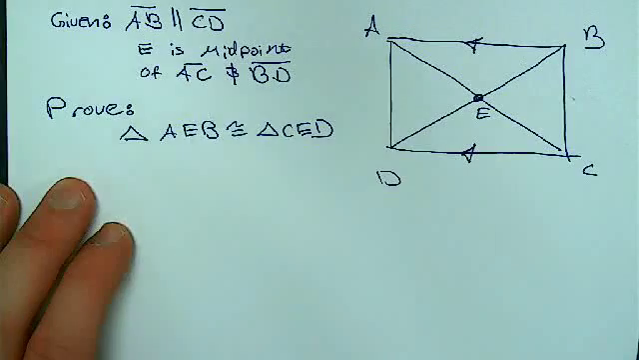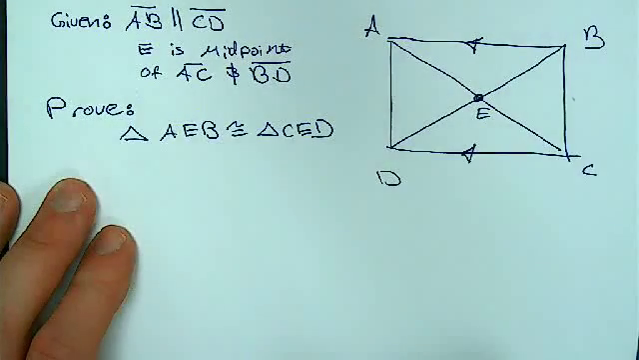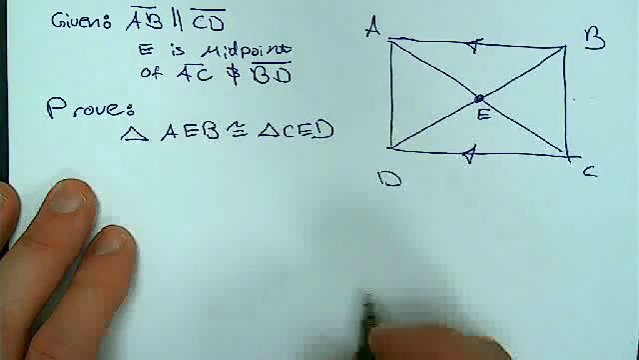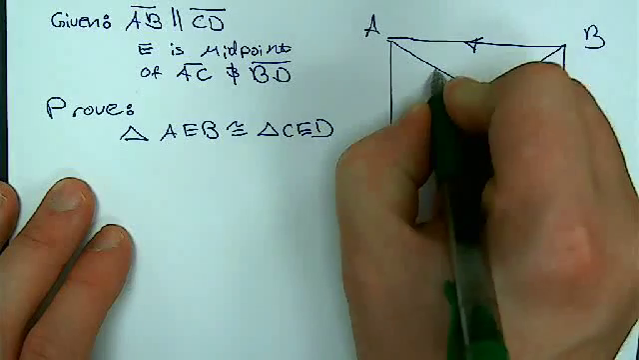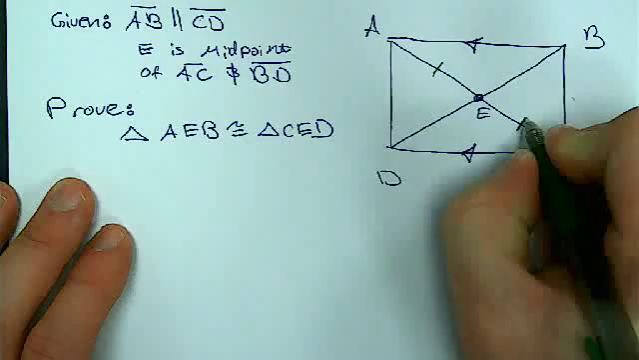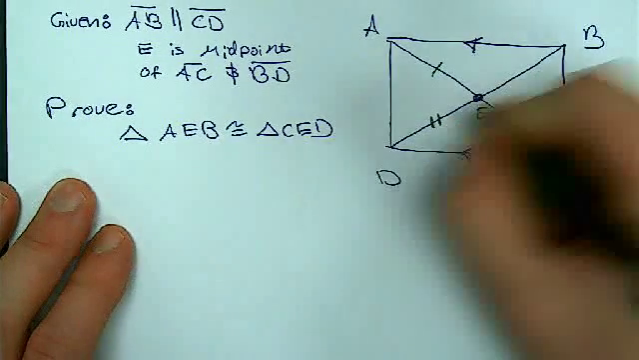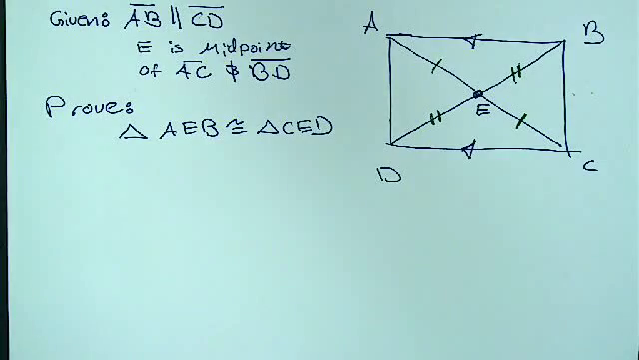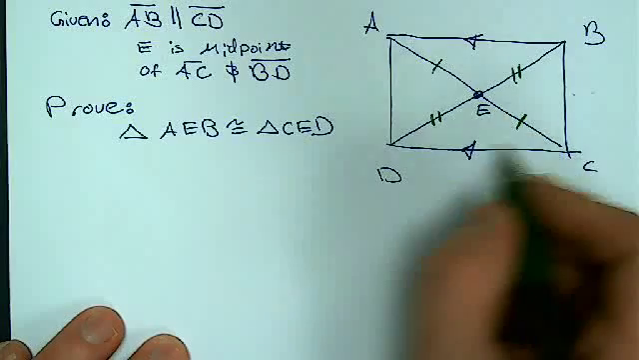So for example, in this case, AB is parallel to CD, so those are marked. E is the midpoint of AC and BD. All right, so that means if it's the midpoint of AC, these are congruent. If it's the midpoint of BD, these are congruent. And that's just me taking the given and putting them over here.